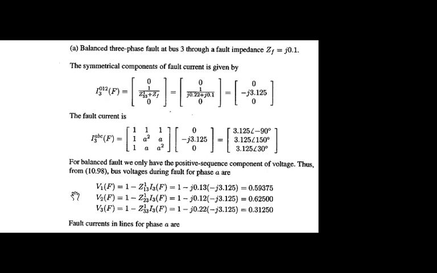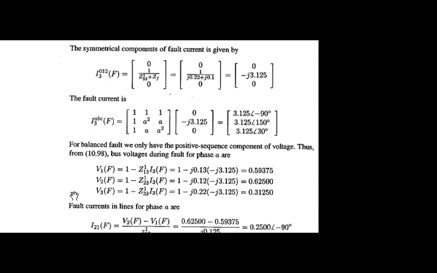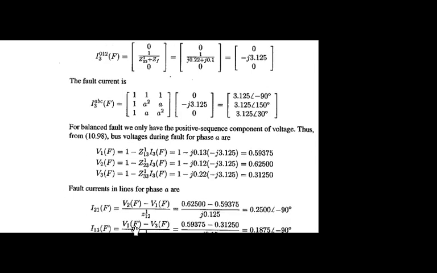Is it okay? Yes, sir. So if it is okay, then we can find the line current. Let's see, this one is the line current between bus 1 and 2 during fault, which is actually in the 2 to 1 direction. That's why it is V2F minus V1F.